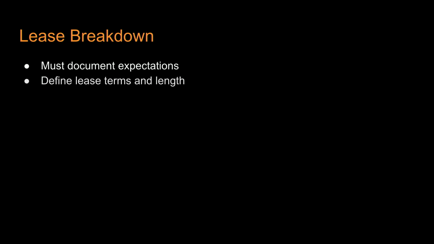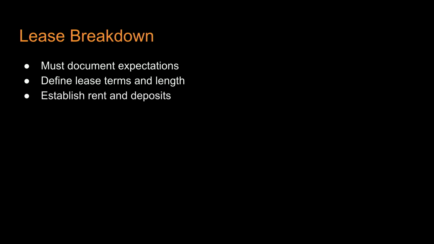With that out of the way, let's go in and break down the key points that we need to have in our lease. Number one, we have to document our expectations. So make sure that you're laying out all of your expectations on the table and that it's written into your lease agreement. Define the lease terms and length. So the lease term or the lease length is how long this person is going to be in the property. So if it's a 6-month lease or if it's a 1-year lease or a 2-year lease, that needs to be spelled out in the terms of the document.